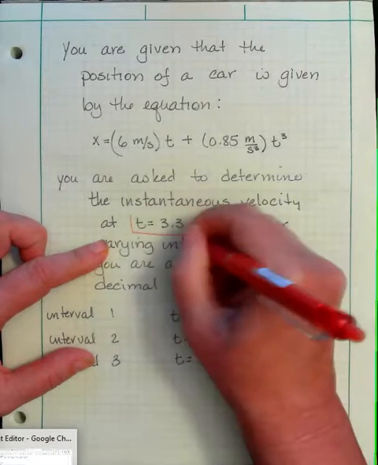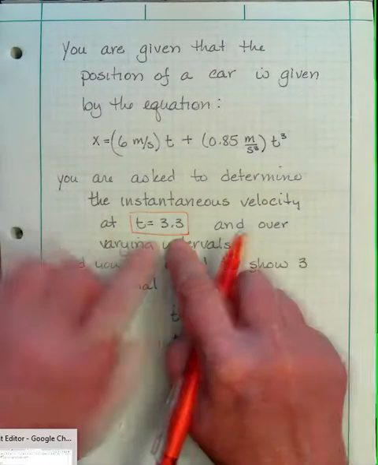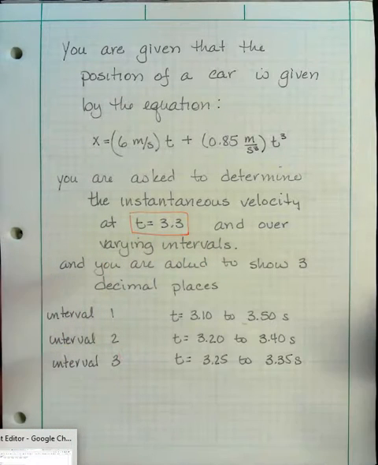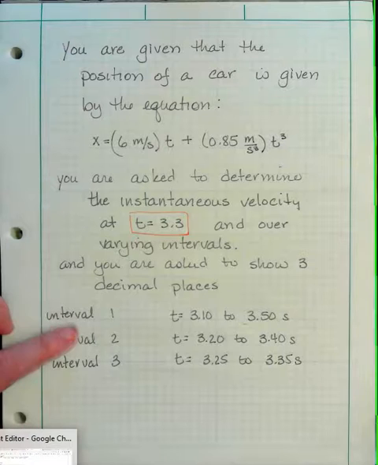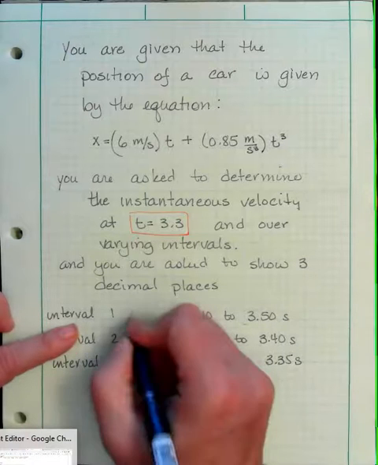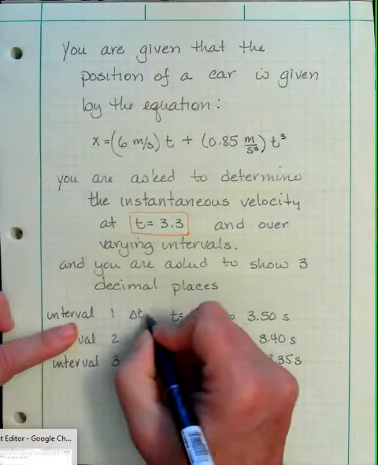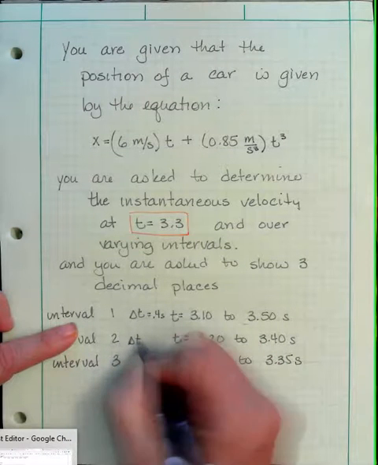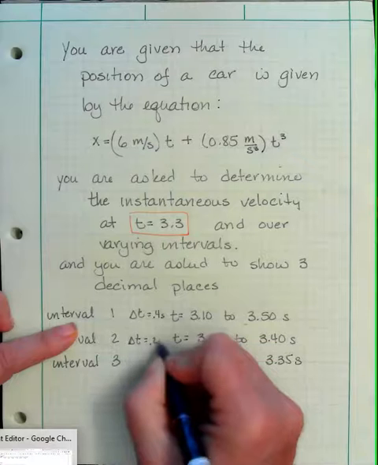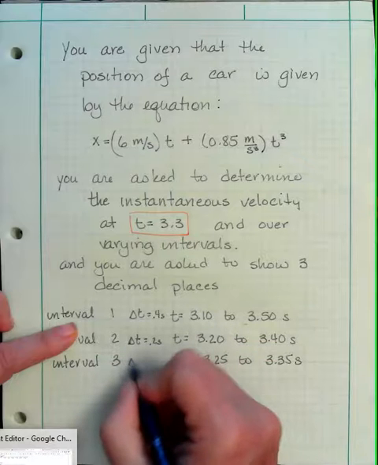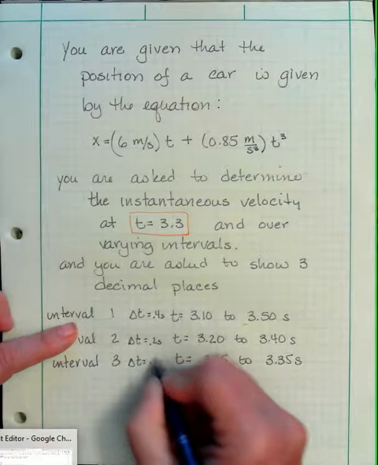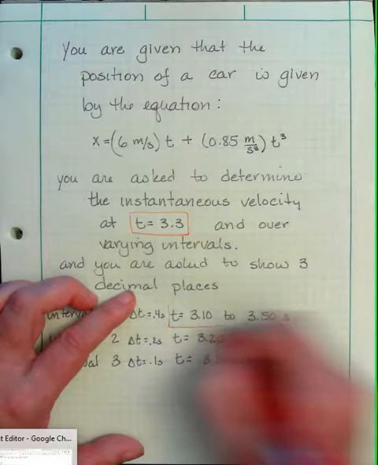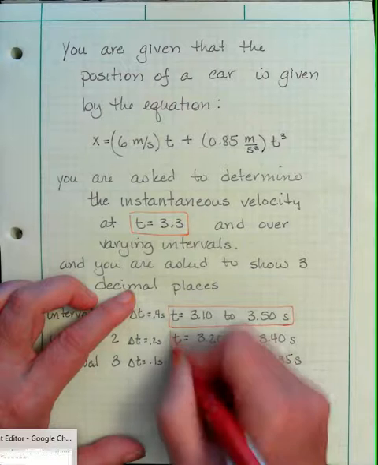So this is what we're looking at. We want to go around this point at 3.3 seconds, and we want to do this over varying intervals. The first interval is a change in time of 0.4 seconds. This one is a change in time of 0.2 seconds. And this one is a change in time of 0.1 seconds. But the problem actually gives us the intervals that we're looking at.